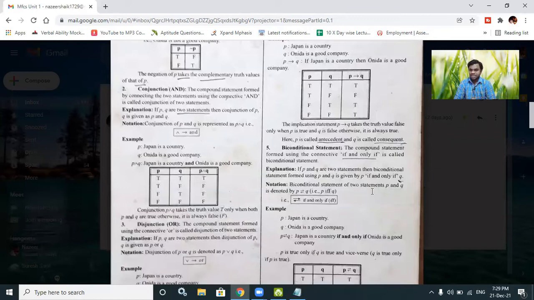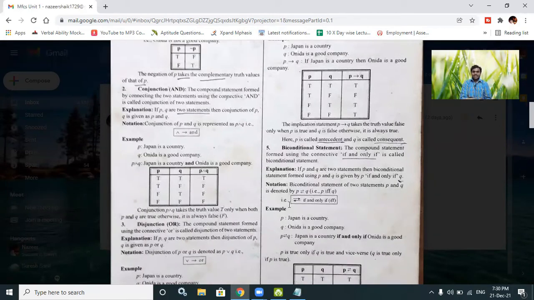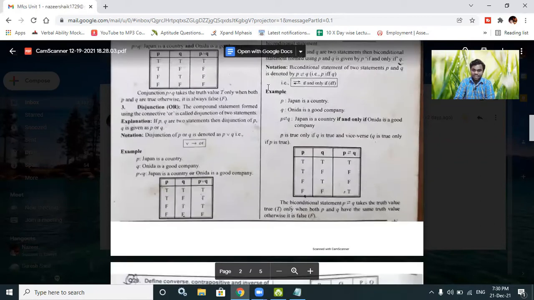Now the biconditional statement. The compound statement formed using the connective "if and only if" is called a biconditional statement. If P and Q are two statements, then the biconditional statement formed using P and Q is given by P if and only if Q. Notation: we denote the biconditional statement with a double arrow, a right arrow and a left arrow, meaning if and only if. So the example will be again P: Japan is a country, Q: Wanda is a good company.